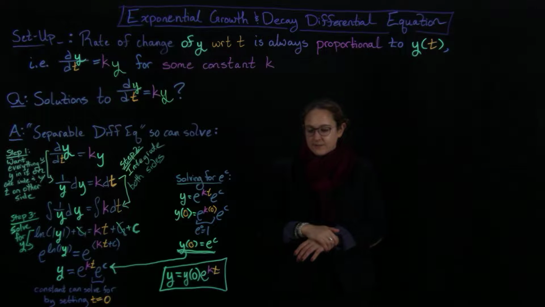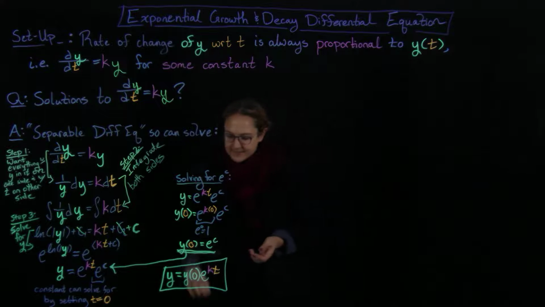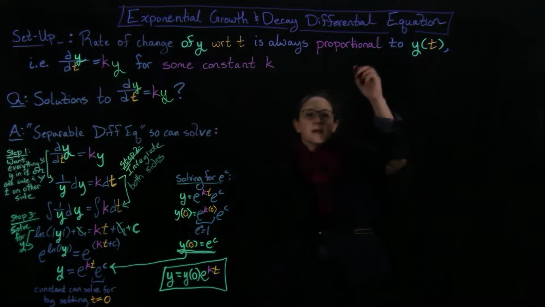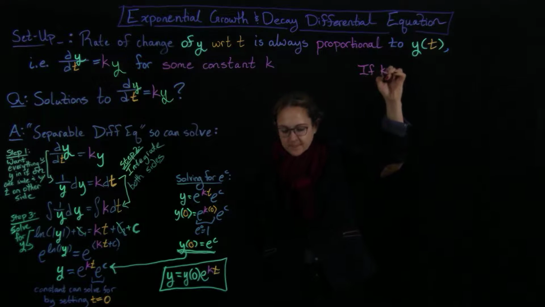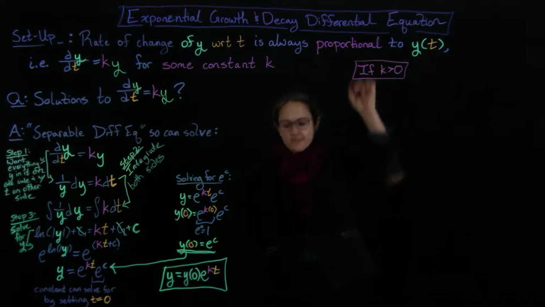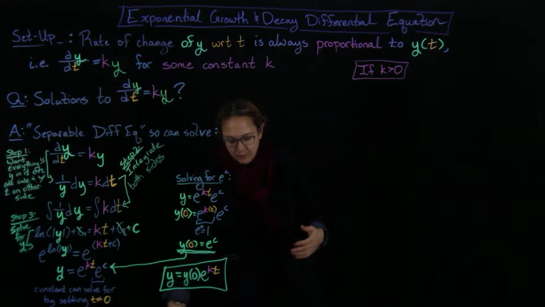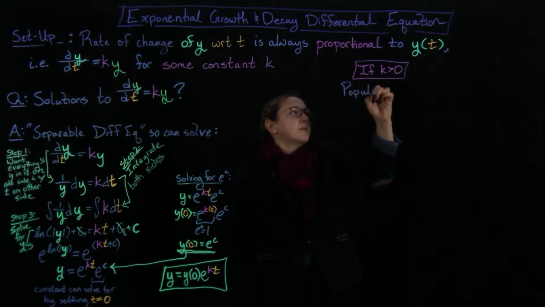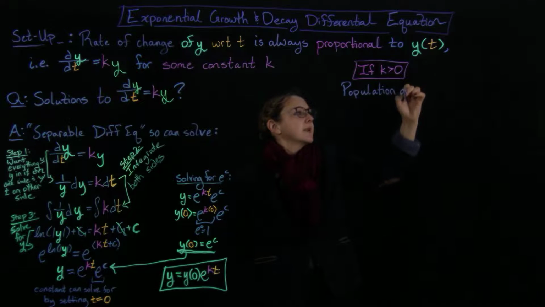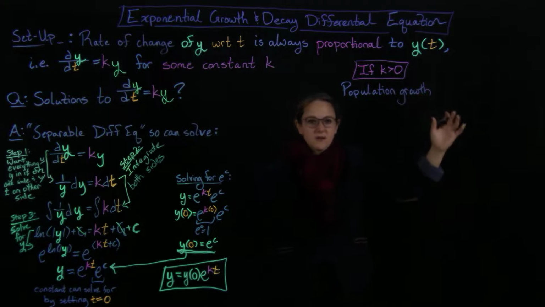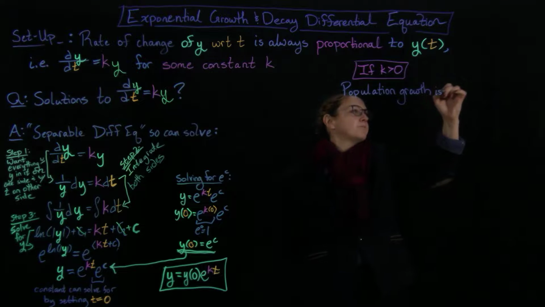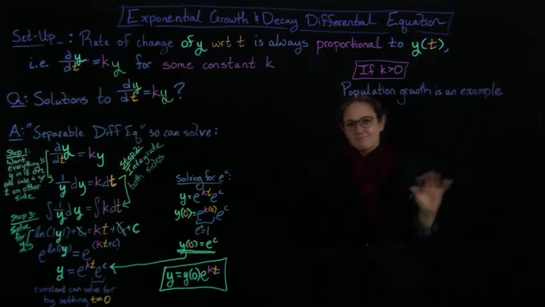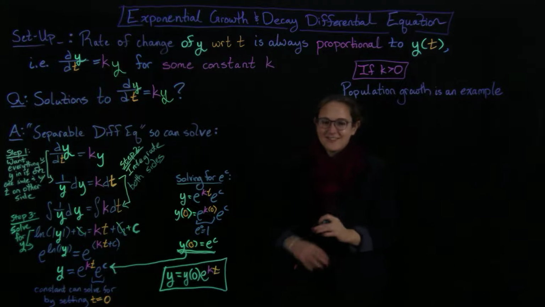Okay? So there are two well-known circumstances of when this happens, and these both have to do with what happens with this k. I didn't talk much about the k. If k is greater than 0, then population growth is an example. Any kind of population, whether it's people, microbes, bunnies, or actually, this is also a lot of how diseases spread, things like this.